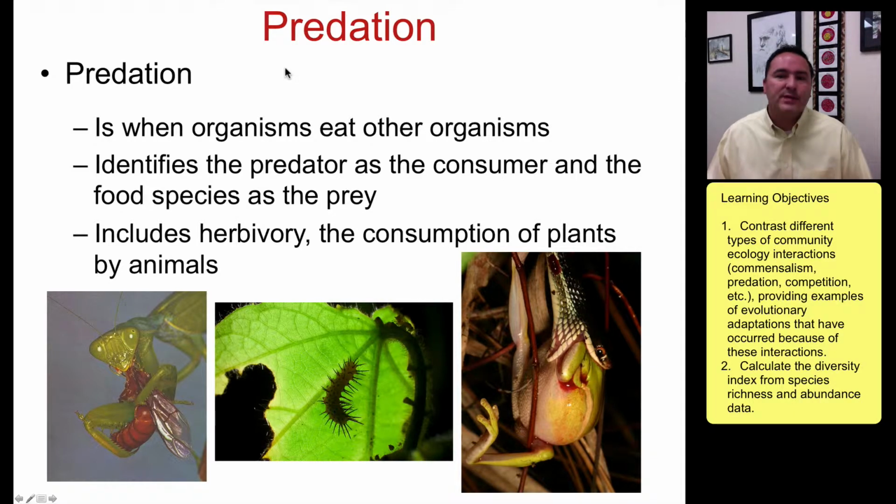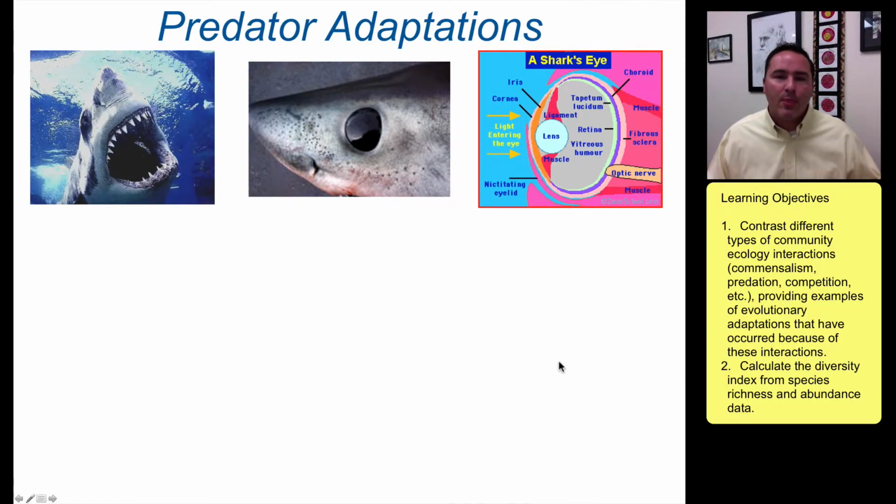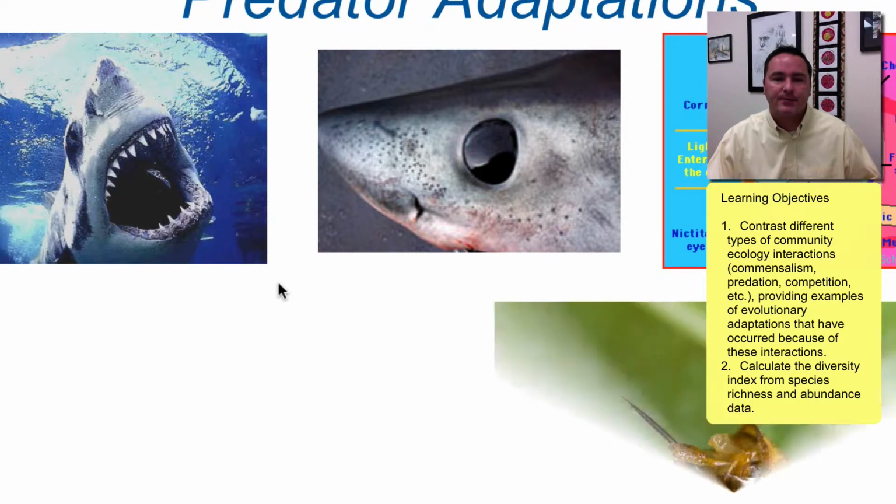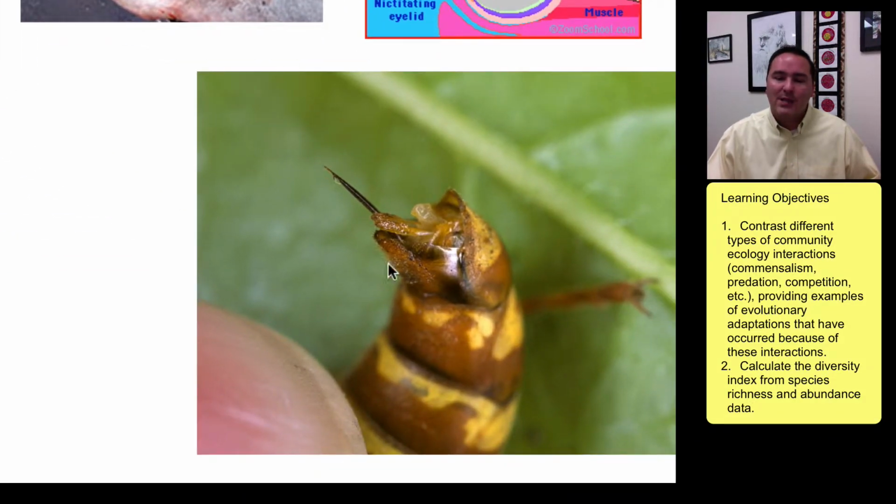This is where organisms eat other organisms. This includes herbivory, so like this insect eating another insect, the caterpillar eating the plant, or this snake eating a frog. And the one thing that happens with predators is they end up having these amazing evolutionary adaptations too to make them be a successful predator, like the great white shark, with its numerous adaptations. Or perhaps a wasp with a stinger.